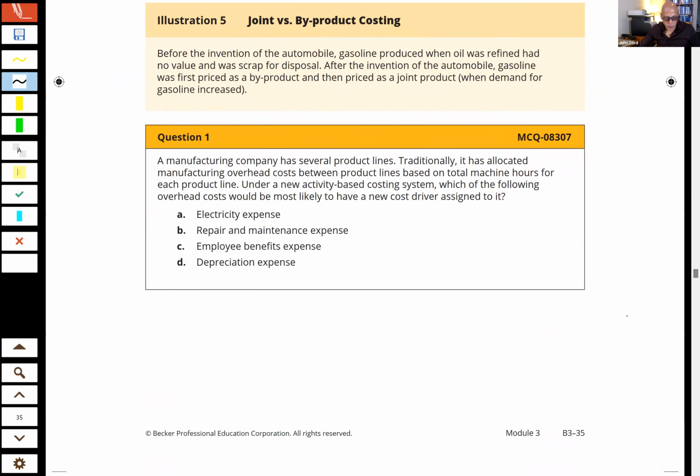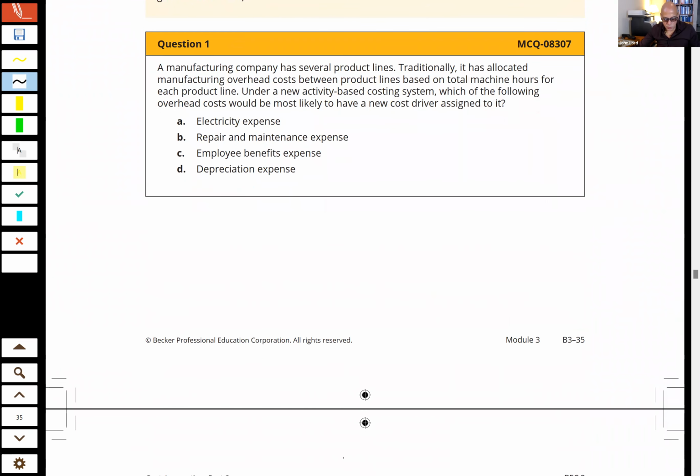Okay, good. Let's try our first multiple choice question for tonight. I'll go ahead and launch the poll for you. Give me a couple of minutes on that.